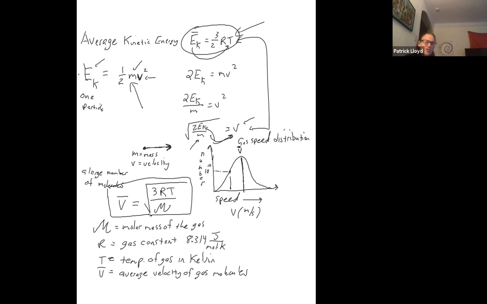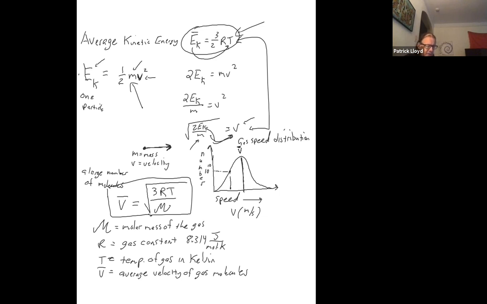Imagine this curve is really coming from, imagine that you could calculate or measure the speed of every molecule, and then you plotted it on a curve of the number of molecules at each speed versus how fast they're moving. And you get this distribution.